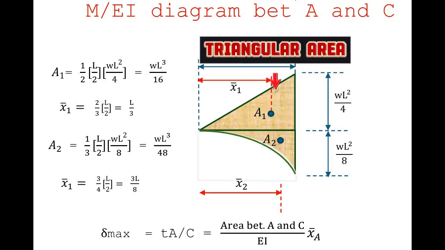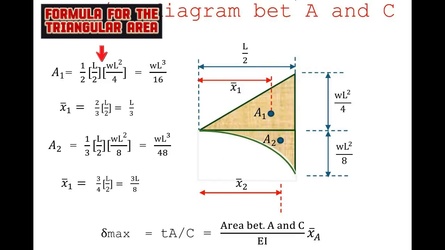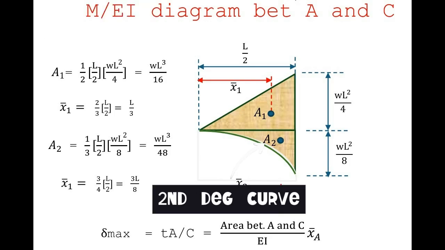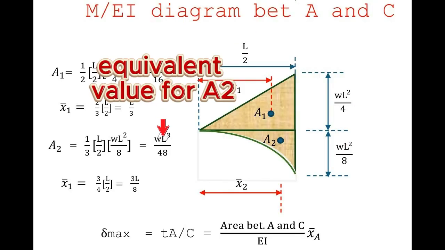Area 1 is a triangular area equal to 1/2 of L over 2 multiplied by WL squared divided by 4, and it is equal to WL cubed all over 16. Area 2 is an area under a second degree curve. Therefore, the formula for the area is equal to 1/3 of its base multiplied by the height. The base is equal to L over 2 and the height is equal to WL squared all over 8, and the answer is equal to WL cubed divided by 48.